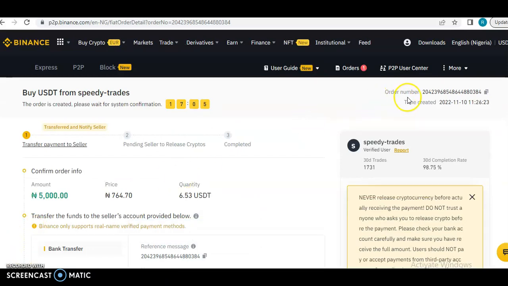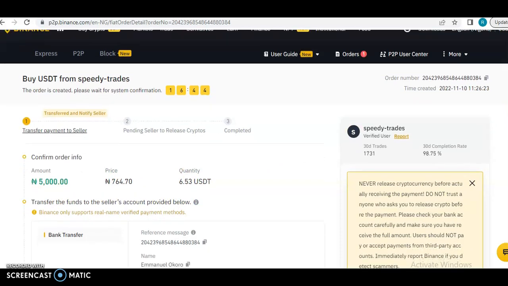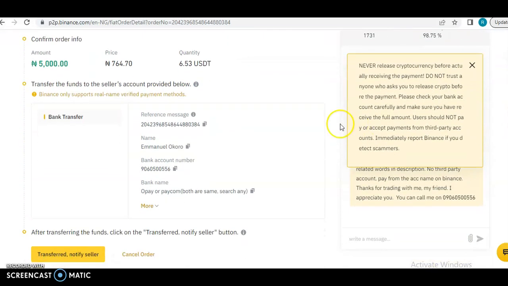So now, as you can see, the order has been created. This is the time created. This is the order number. The confirm order info: I am sending 5,000 naira at the price of 764 naira per dollar. The quantity of dollar this 5,000 naira will get for me is 6.53 USDT. So it will show me the bank name, the bank account number, and everything. All I just need to do is to transfer the money to this person.